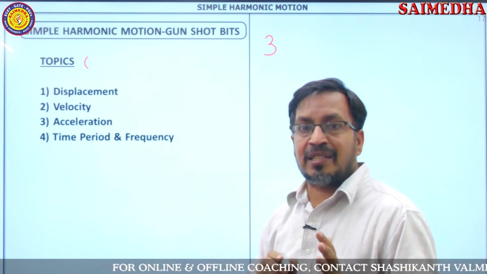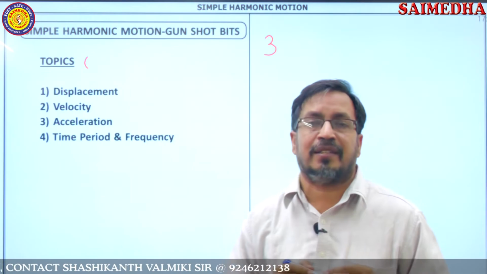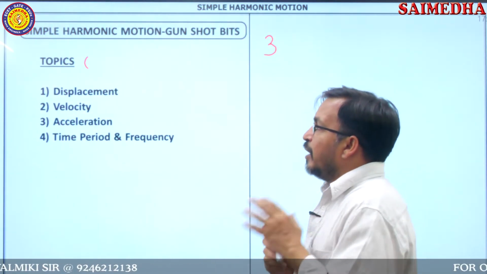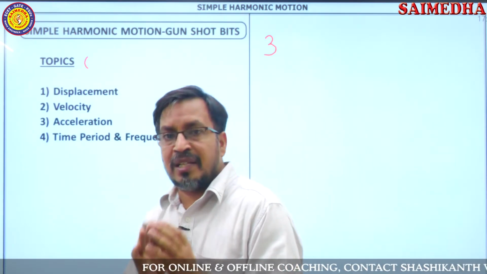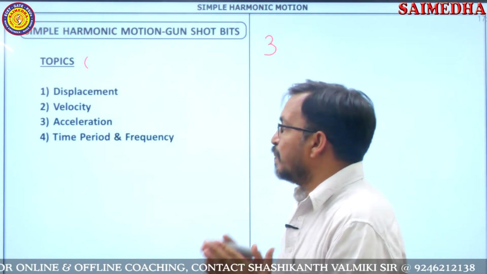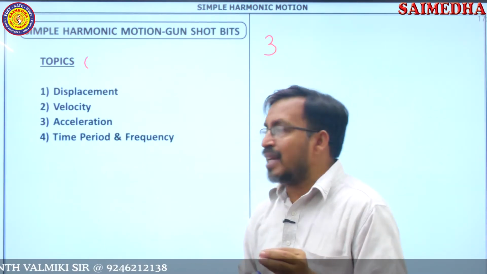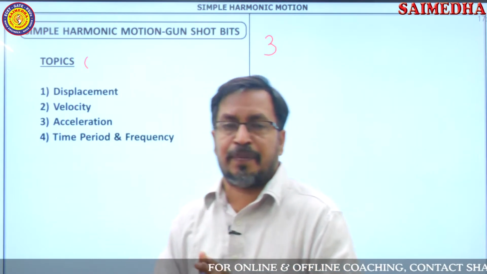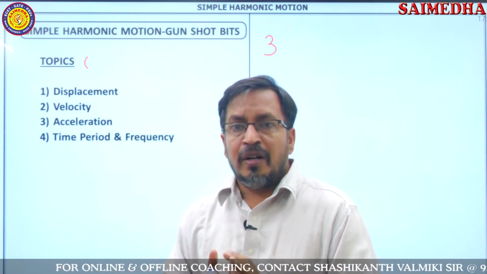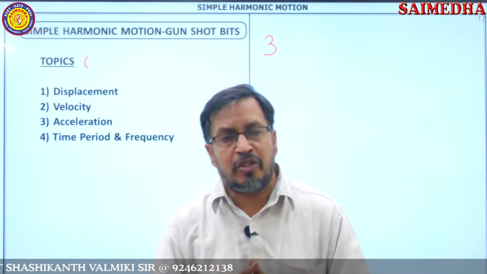How many questions are asked from simple harmonic motion? There is a weightage of 3 marks. In that 3 marks, I divided 3 sections. In Section 1, I am explaining displacement, velocity, acceleration, and time period and frequency in SHM. From these equations, they are asking different types of questions.